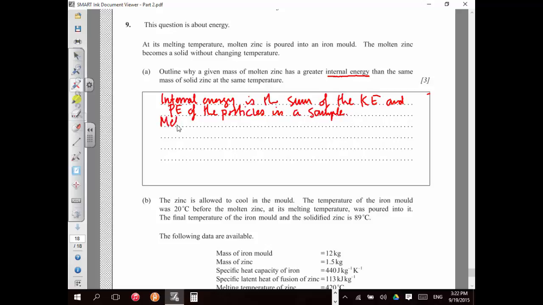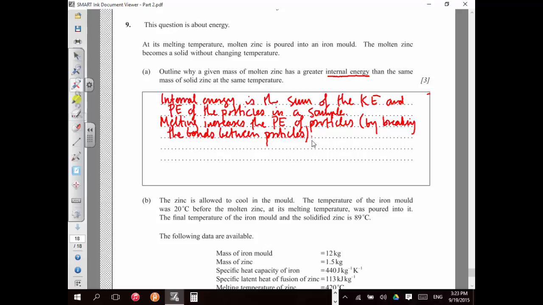Okay, melting increases the potential energy of particles, and it does it by breaking the bonds between particles. So as the substance turns from a solid to a liquid, the bonds between the particles are broken.